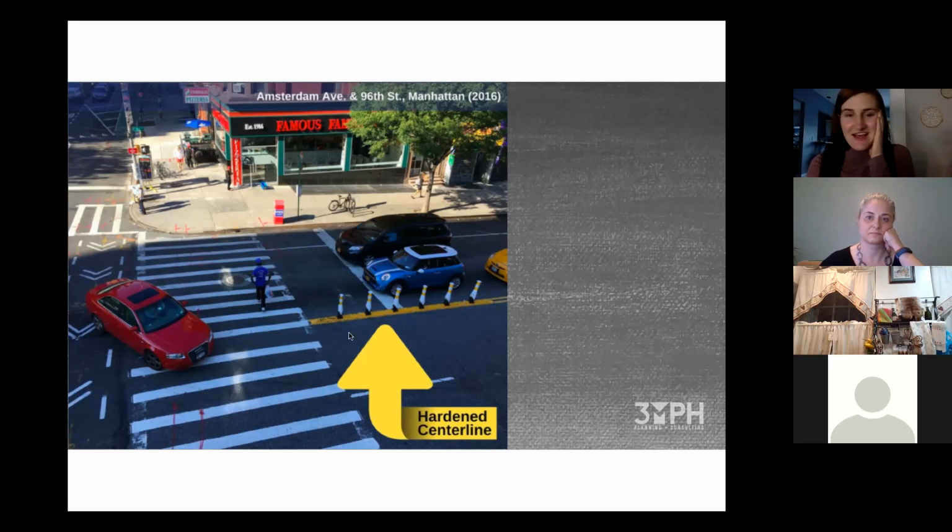Basically, that's it. But the combination of these two things, a leading pedestrian interval and this hardened center line, helps reduce pedestrian fatalities 35 to 40%. And they've done it at thousands of intersections across New York City. And it costs them, I believe, about $2,500 per intersection to do this.